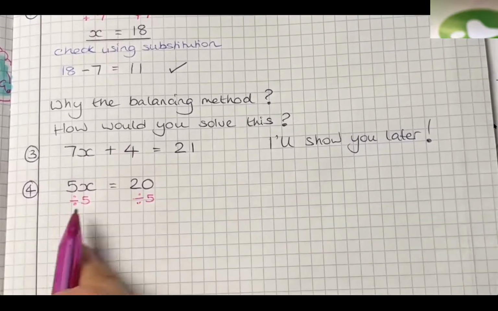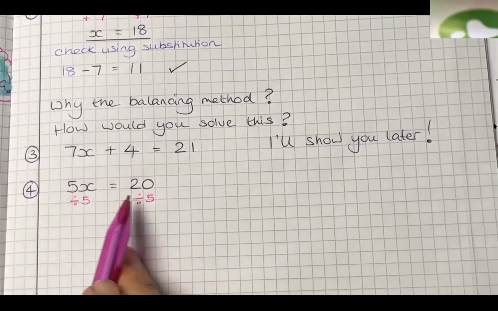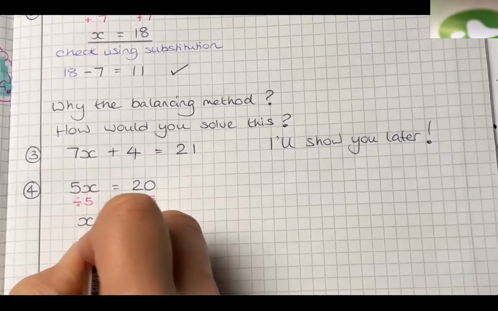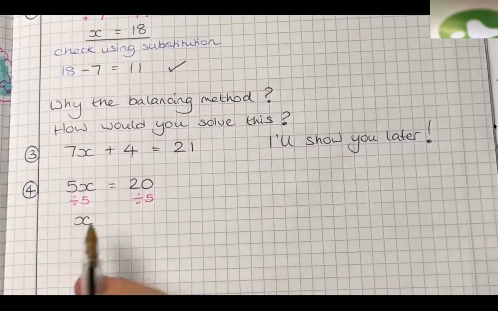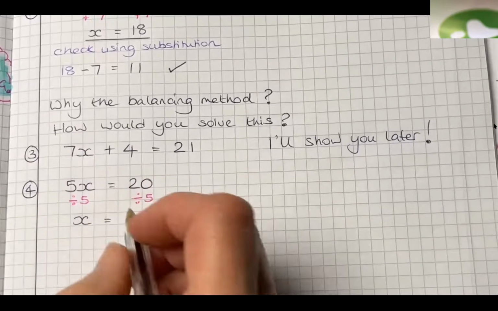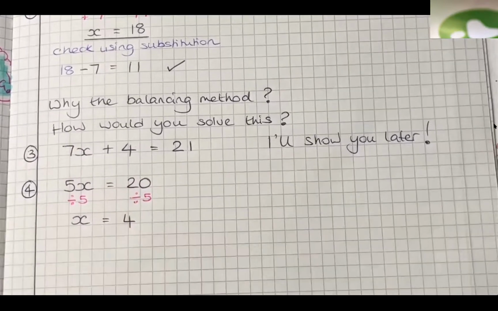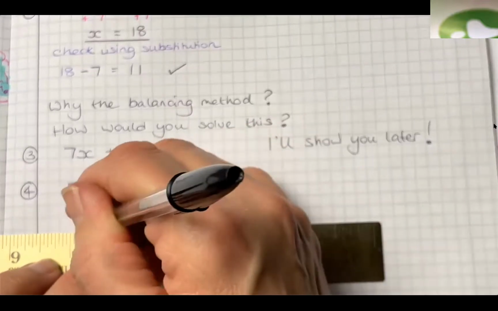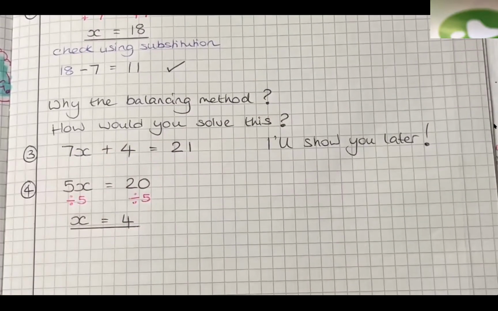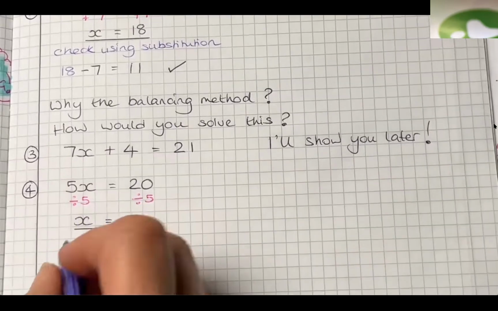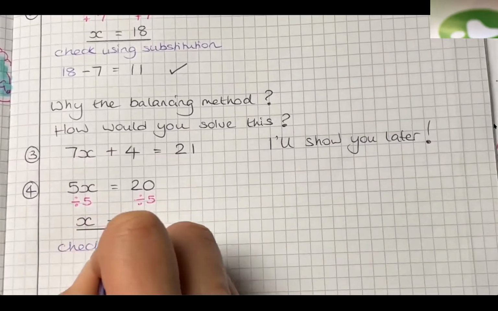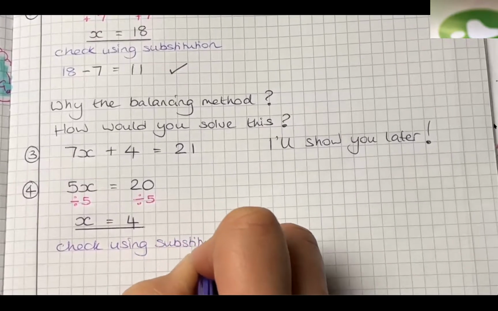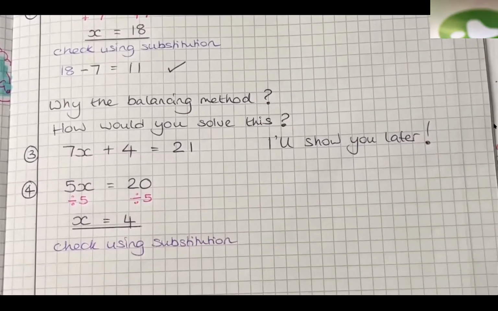I know that 5 lots of x is 20. I don't want 5 lots, I just want 1 lot. So I'm dividing both sides by 5. So I've got x on the left-hand side, 20 divided by 5 gives me 4. I want to check using substitution. It's the last time I'm going to write it out in full, otherwise we'll be here all day. I'm going to check using substitution.